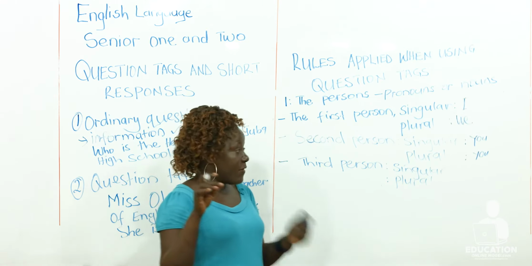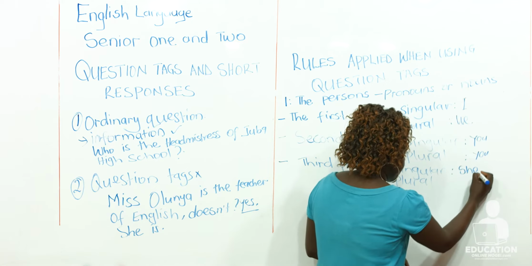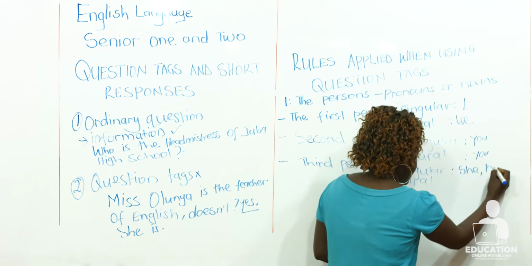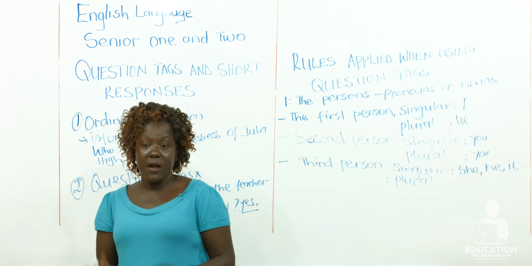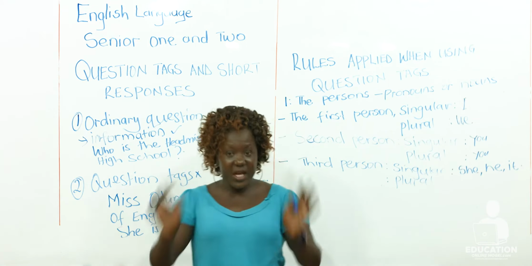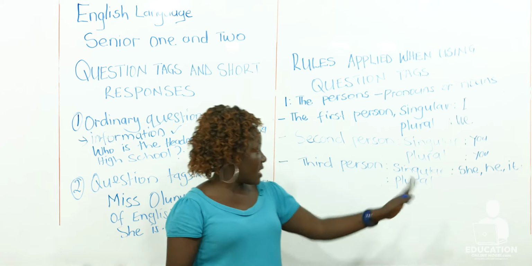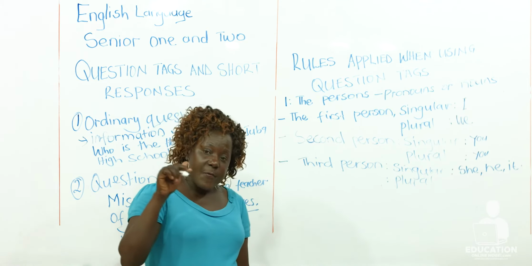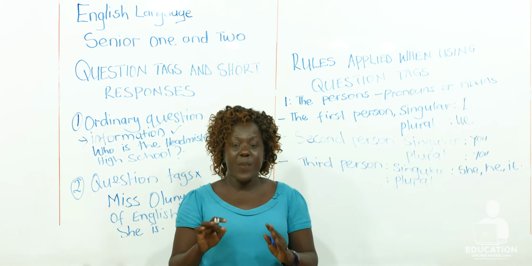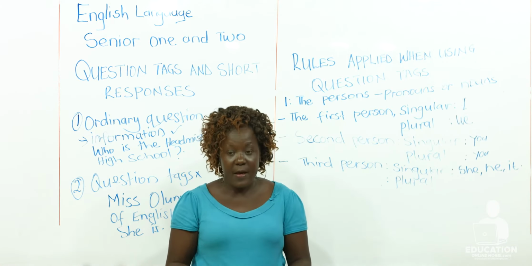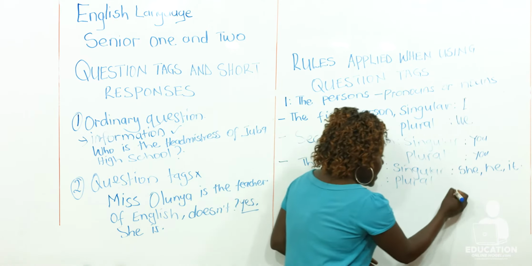Then we divide into three. The female is she, then the male is he. Now we have the third part, which is it. It can be both male and female, so long as it is non-human. Anything which is not human, whether male or female, it is it. That is the singular form of the third person. Then the plural form, which means very many participants who are not with us now, and they are not under second person, not even first person. Now you call them they.